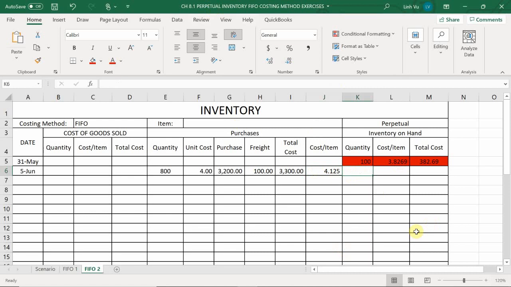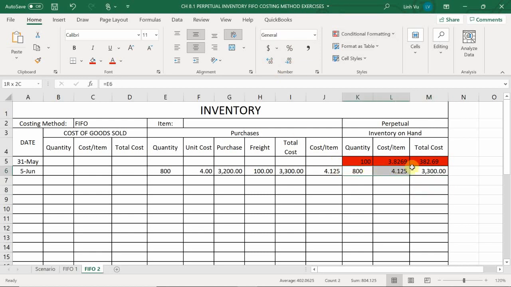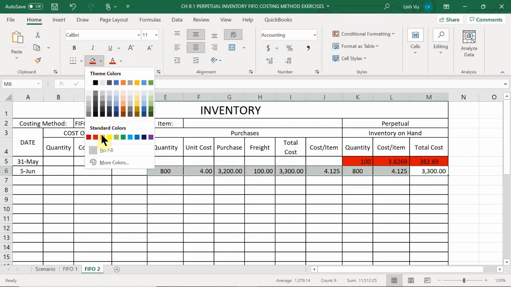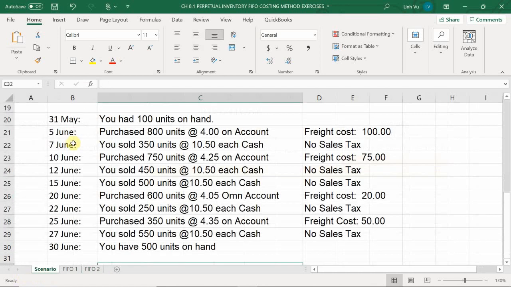Now that we have that batch of inventory, we're going to transfer the information along, saying that you have 800 units at $4.12, which gives you a total of $3,300. And I'm going to make this yellow, just so you can tell the difference between the colors. Then let's take a look at the next section here.